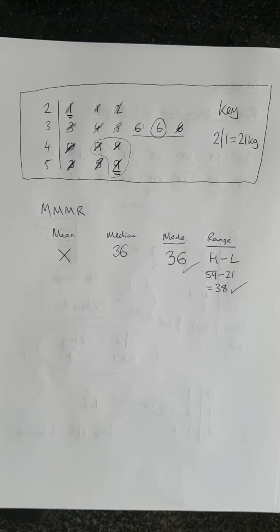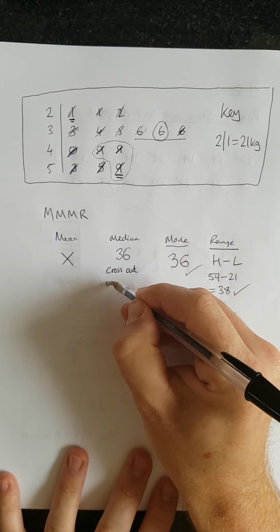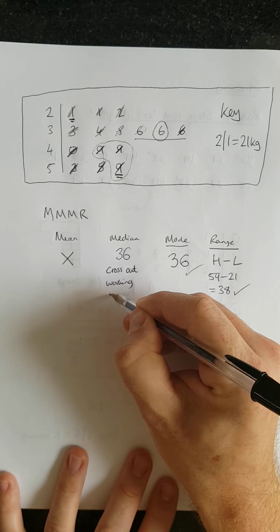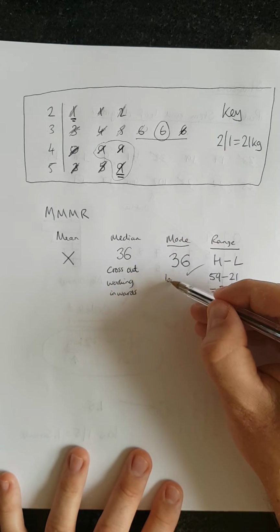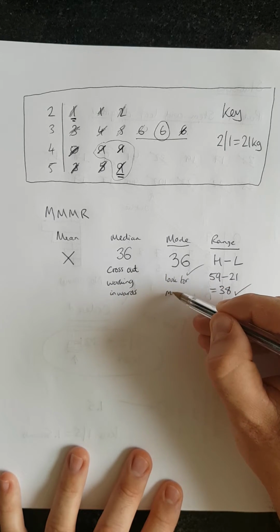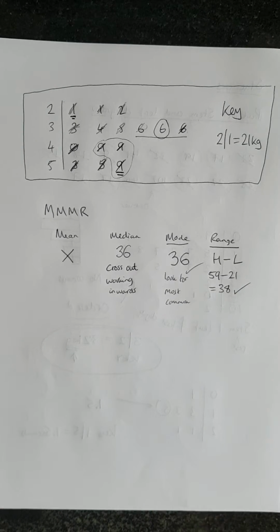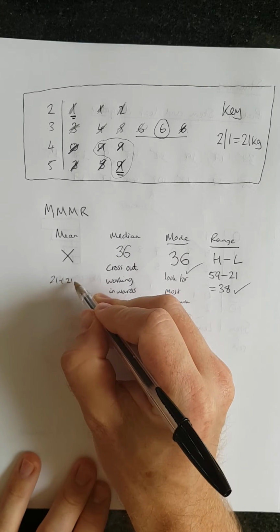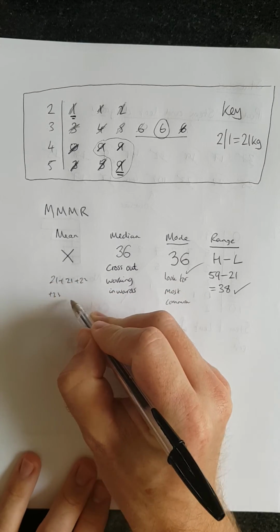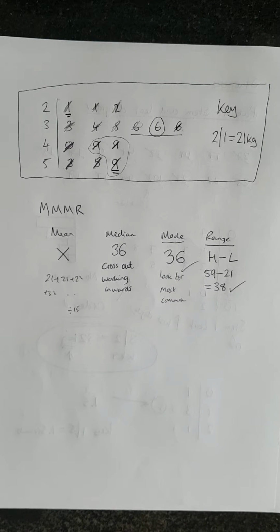So, we cross out working inwards. The mode, we look for most common again, and the range, the highest, take away the lowest. Now we can do the mean. We can do 21, add 21, add 22, add 33, all the way up, and then divide it by the 15 numbers there are. But I'm not worried about that on this video.